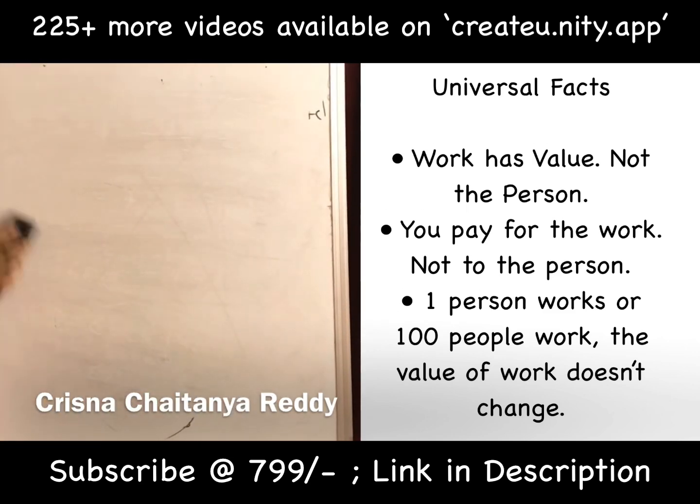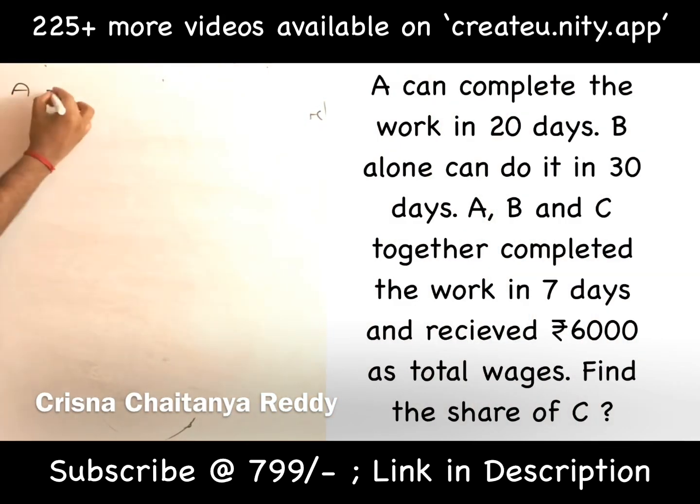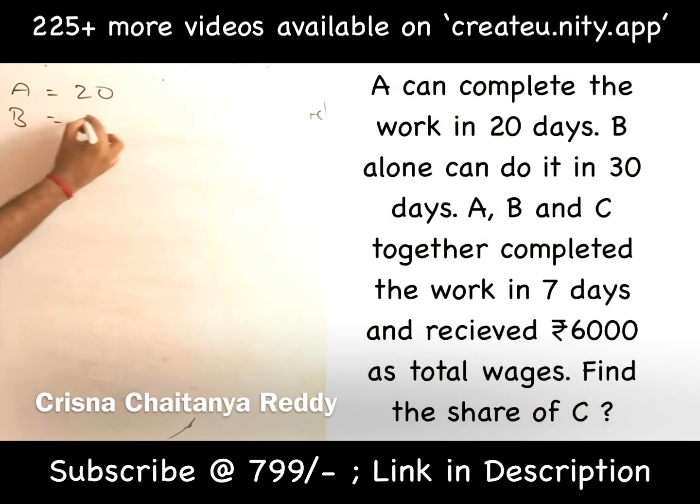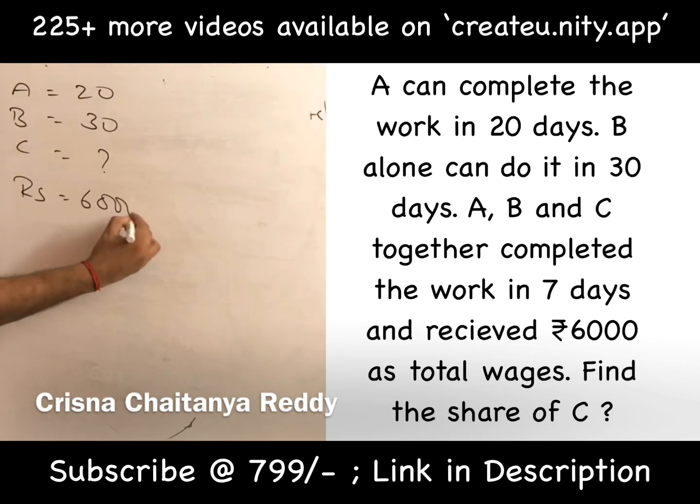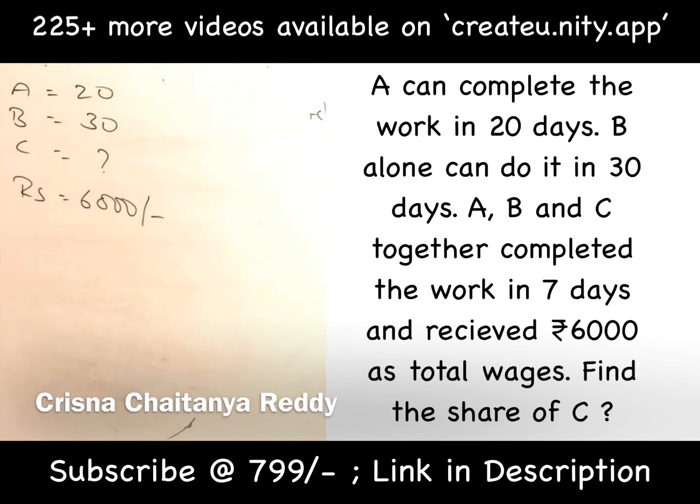I don't think you have to use your pen and paper again. Now try to understand. A can complete that work in 20 days. B can complete it in 30 days. C I do not know. And the total share is 6,000 rupees. If A alone does it, A will be taking all 6,000 rupees because the work will get completed. Forget about B, C. A will complete the work and receive all 6,000.